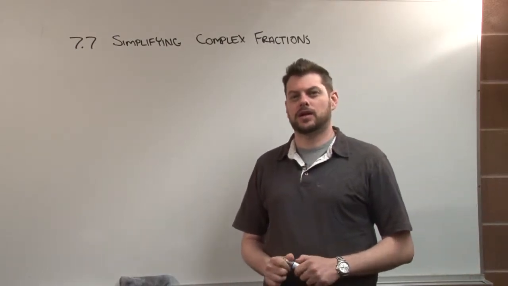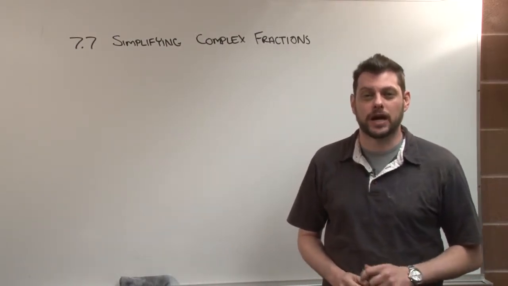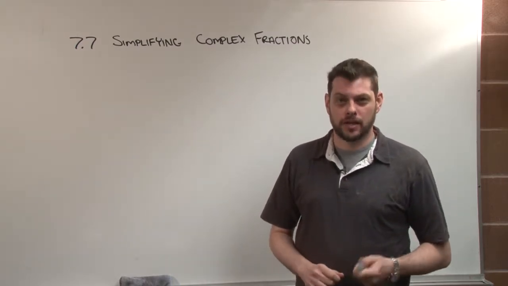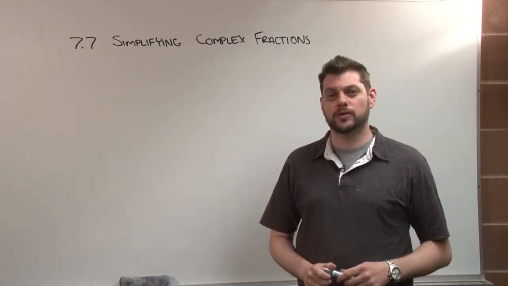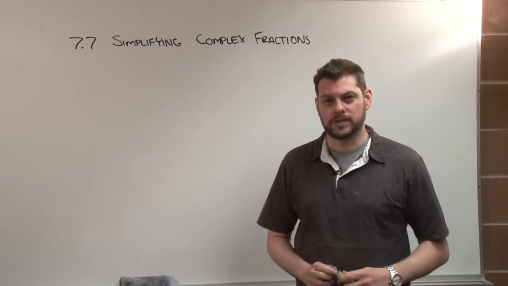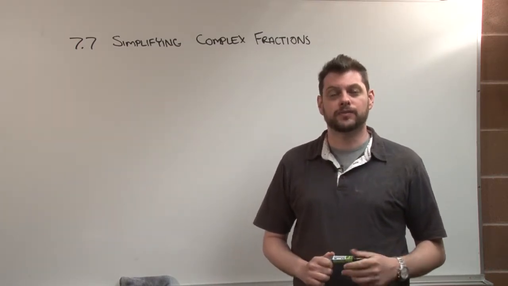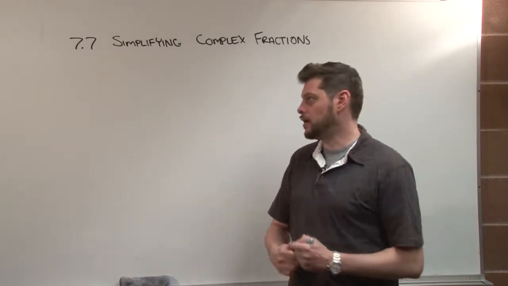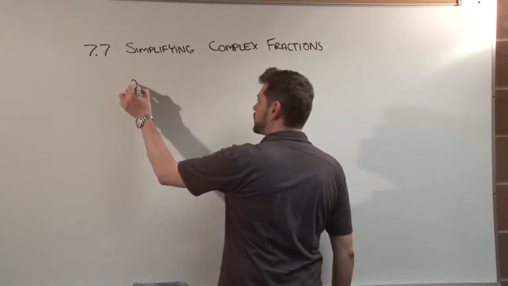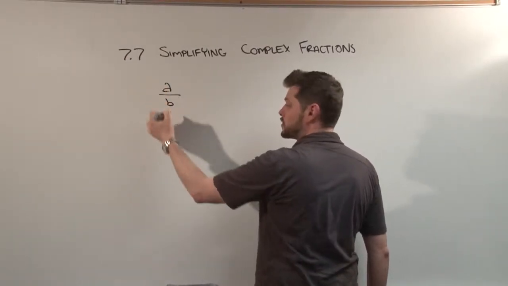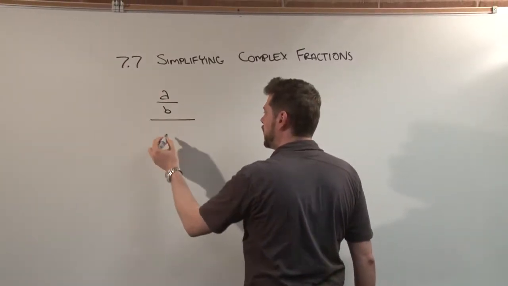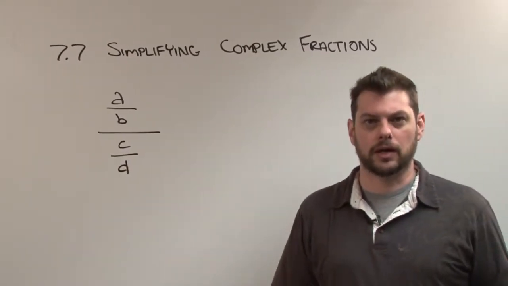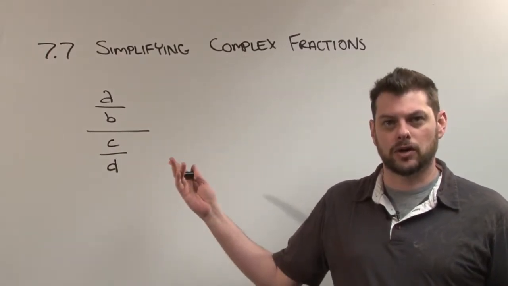Section 7.7 covers simplifying complex fractions. If you want to know more about where complex fractions come from, we will have a video posted, or have posted already, to the website, a general concepts video called Rational Expressions 2, which deals with this idea of a fraction, which we say is a ratio of two different things, divided by another ratio. And I go into a pretty long explanation of what's actually going on here.